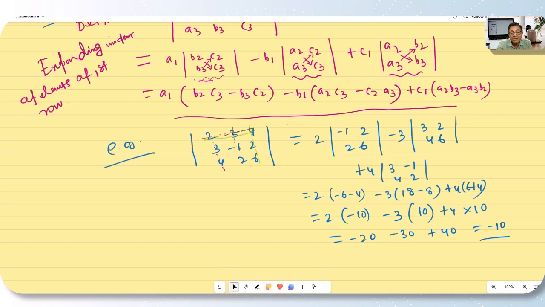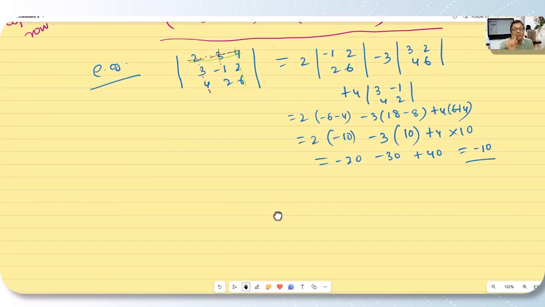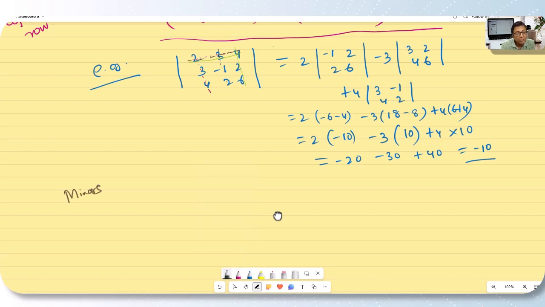Now the question arises, can we do it in terms of the second row? Can we do it in terms of the first column? Yes, definitely we can, but before that, we learn two terms here. One of them is called minor and the other one is known as cofactor. So we are going to learn minors and cofactors.